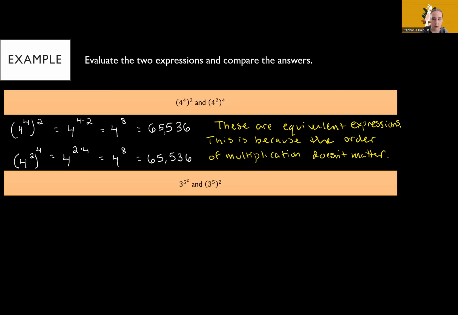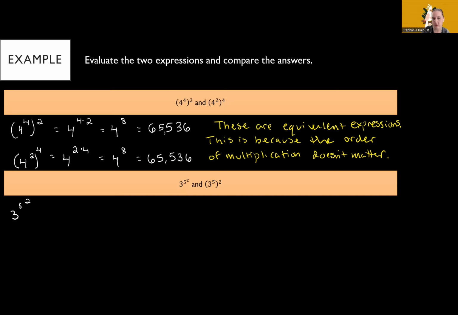Now, the second example here, these are almost exactly the same, but there's parentheses in one of them and not in the other. So we have 3 to the 5th to the 2nd, and then 3 to the 5th to the 2nd, but we've got parentheses in the second one. So how do we evaluate these? So we'll start with 3 to the 5th to the 2nd.